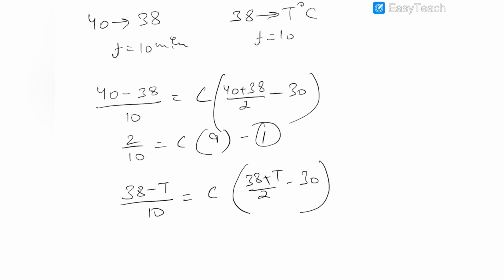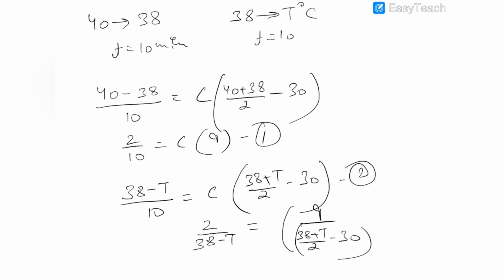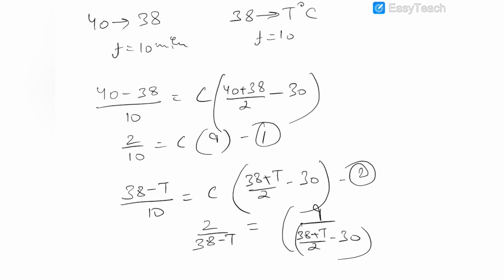This is equation number 2. So if we divide these two equations, it would be 2 divided by (38 minus T) is equal to 9 divided by ((38 plus T) by 2 minus 30). So you can simplify this equation: 2 divided by (38 minus T) is equal to 9 upon ((38 plus T) by 2 minus 30).